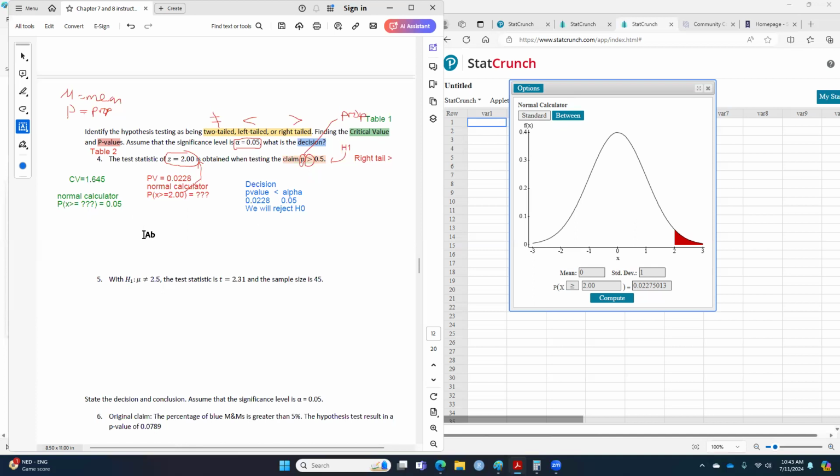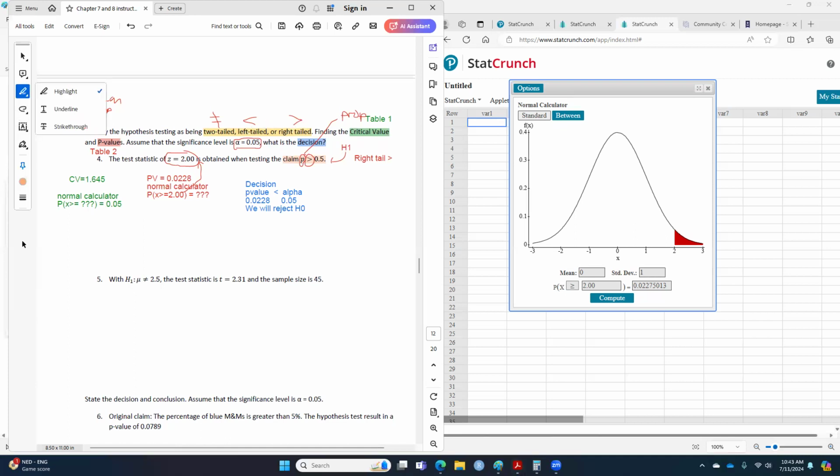And we're going to repeat again for question 5: 2 tail, left tail, right tail. So this is where the H1 is given to us as mu is not equal to 2.5. The test statistic is T equals 2.31 with a sample size of 45. But we're still using alpha 0.05 here. So the first question is asking, is this a 2 tail, left tail, or right tail?